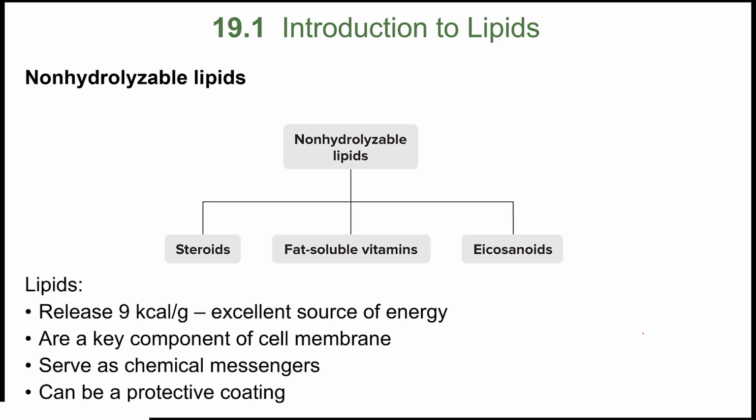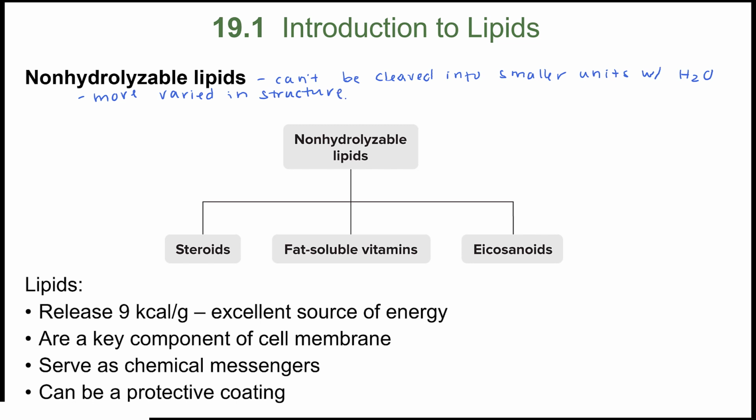We also have some lipids that are non-hydrolyzable, which means they can't be cleaved into smaller units with water. These tend to be more varied in structure. So in the last slide, we had the waxes, triacylglycerols, and phospholipids. Those all contain ester bonds. And in these non-hydrolyzable ones, we have very different carbon skeletons. We'll see that soon, but some of these include steroids, fat-soluble vitamins like vitamin E, and then also eicosanoids.